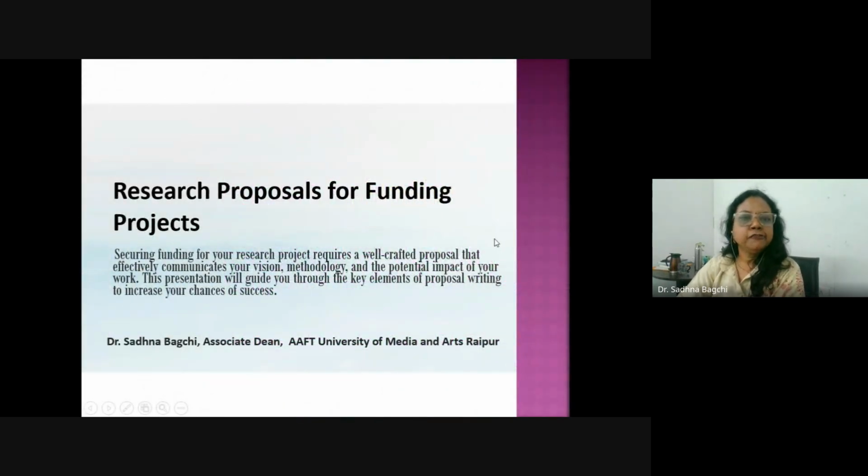Research proposal writing for a funding agency, because this research proposal writing requires a fund, securing a fund for that project. That is what is required. It should be a well crafted proposal, and effectively the researcher should communicate her or his reasons for this project, what the outcome of this project will be, and how it is going to be implemented, that is, the implications part of the study.